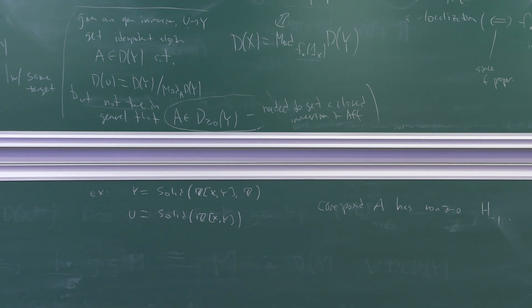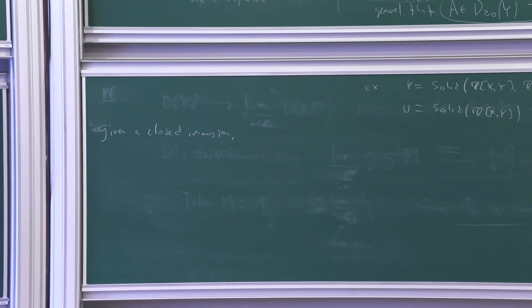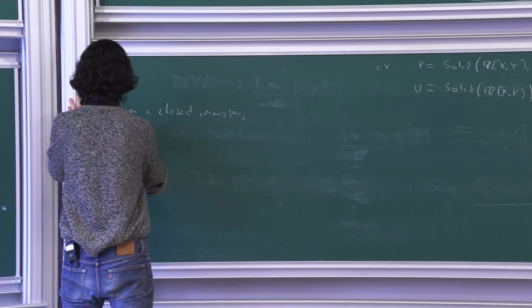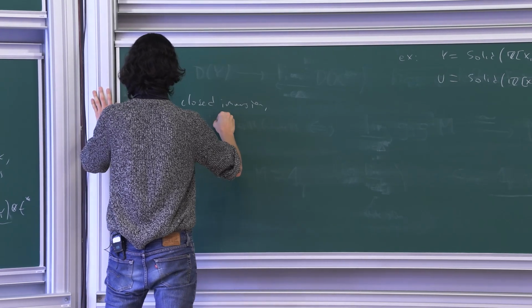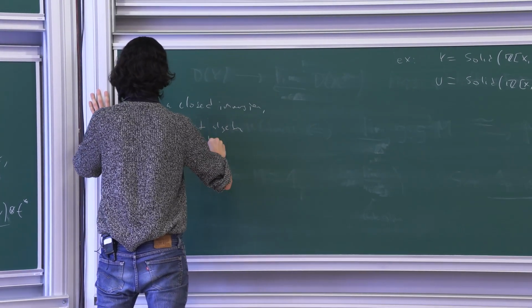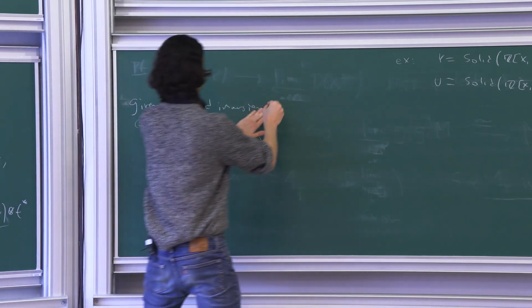The situation on the other side is somehow even worse. Given a closed immersion, well, actually, Peter described the condition required for there to be a complementary open. So a closed immersion corresponds to an idempotent algebra in the greater than or equal to 0 derived category of Y. So closed immersion, say Z to Y.